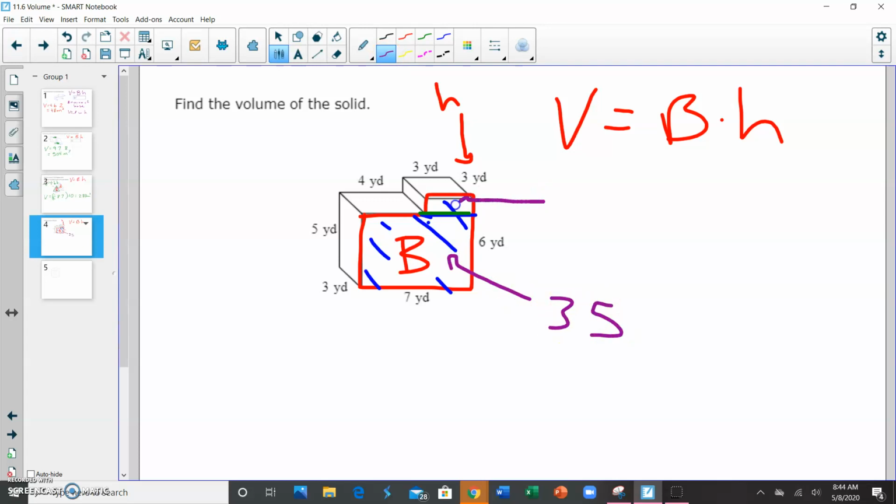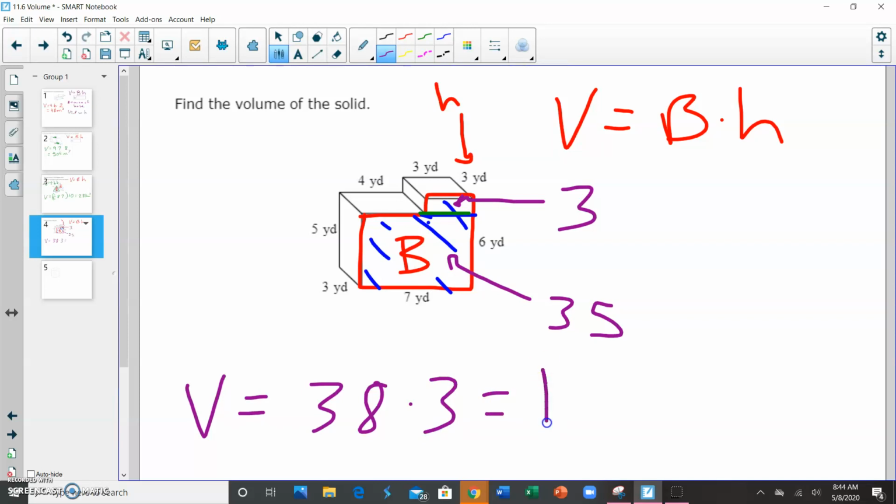And then this part right here, here's a 6, 6 minus 1, so this part right here is 5. And 5 times 3 is 15. So the volume is the area of your base, which is 38, times your height. Your height is 3, so times 3. I'm going to take 38 times 3. I don't want to do that in my head right now. 114. So that is 114 yards cubed.